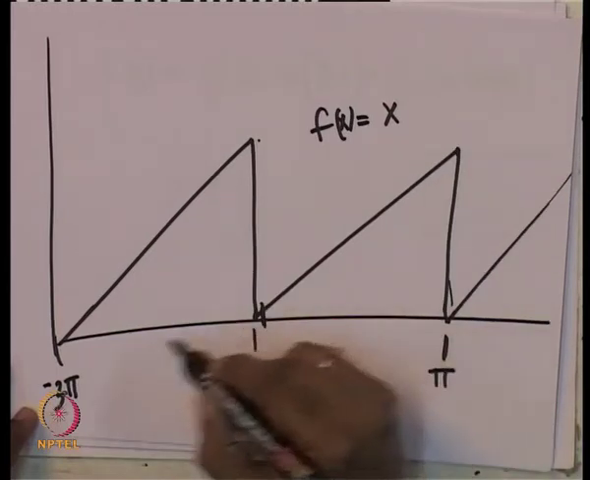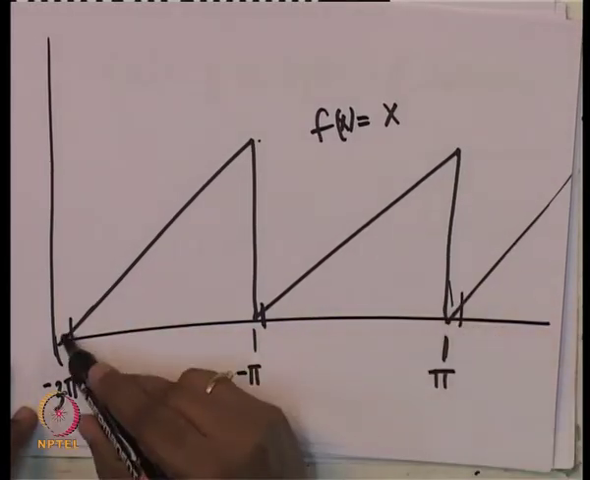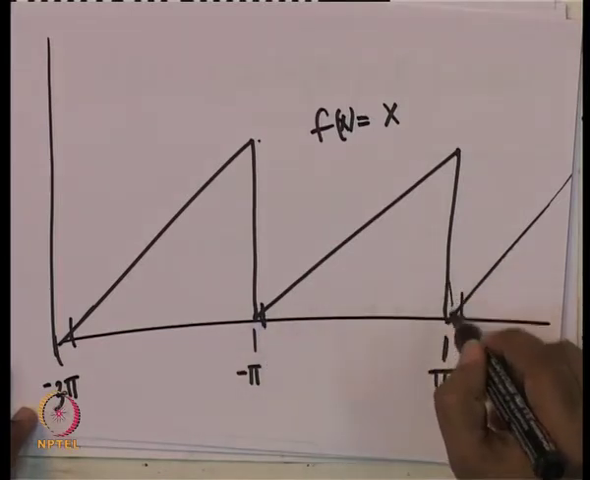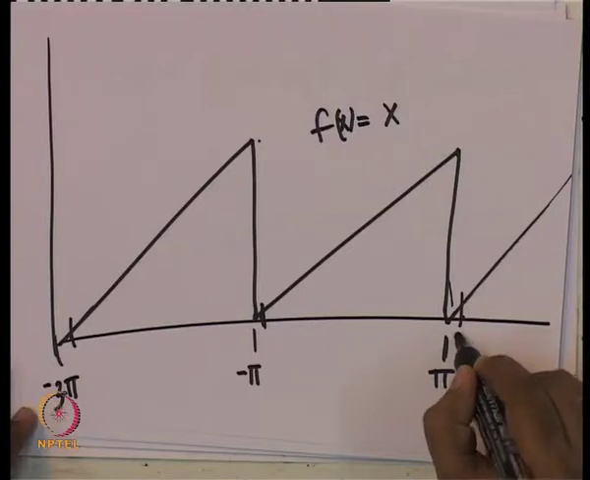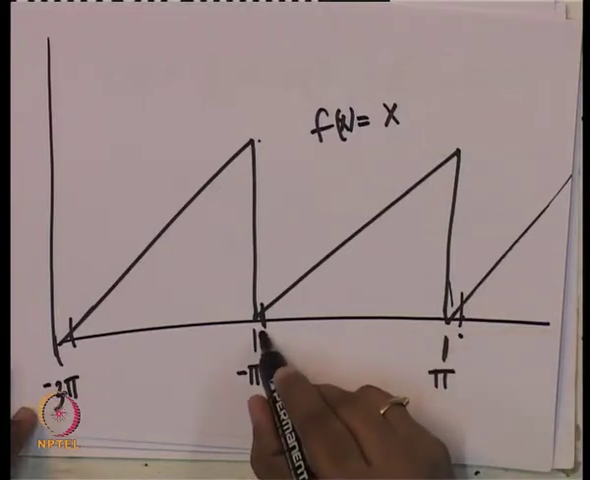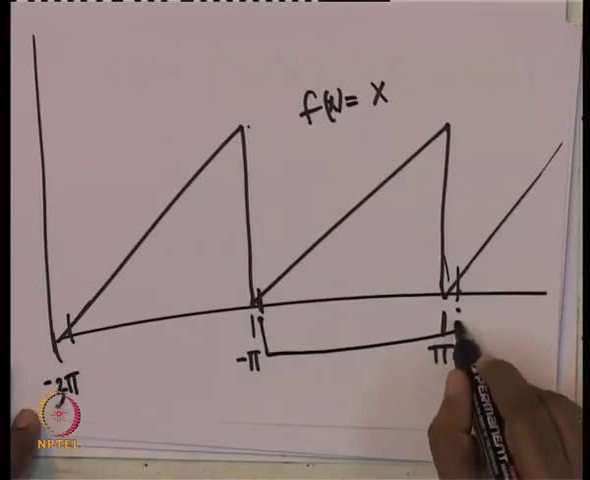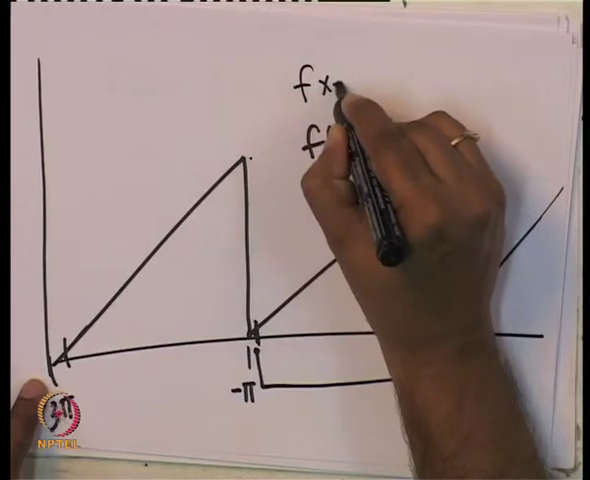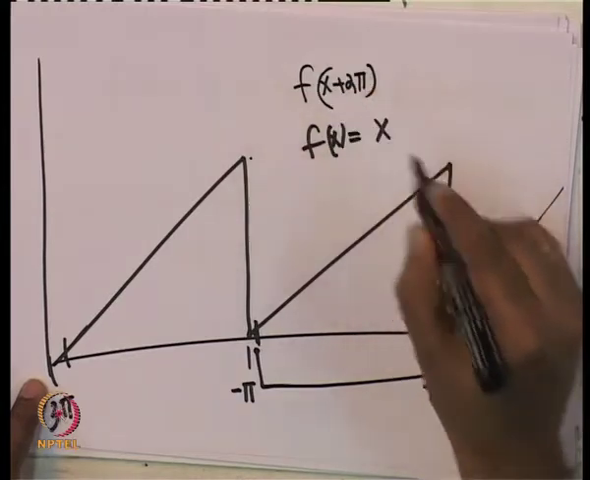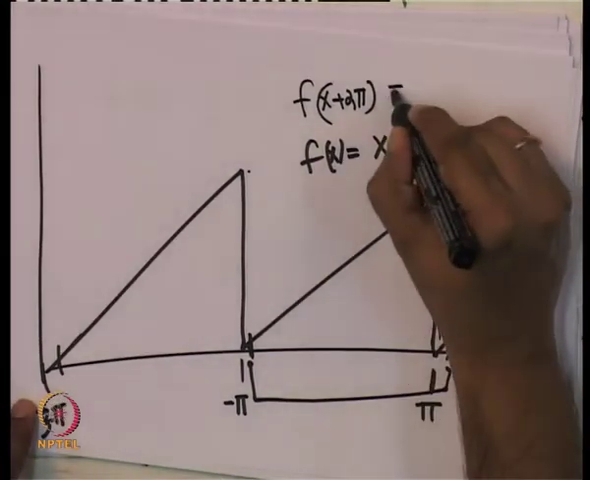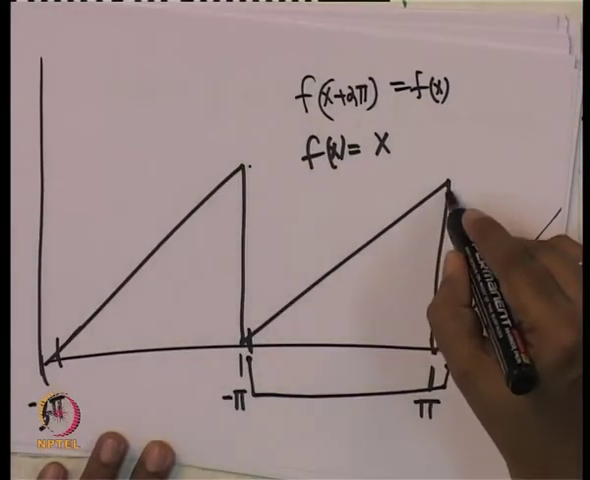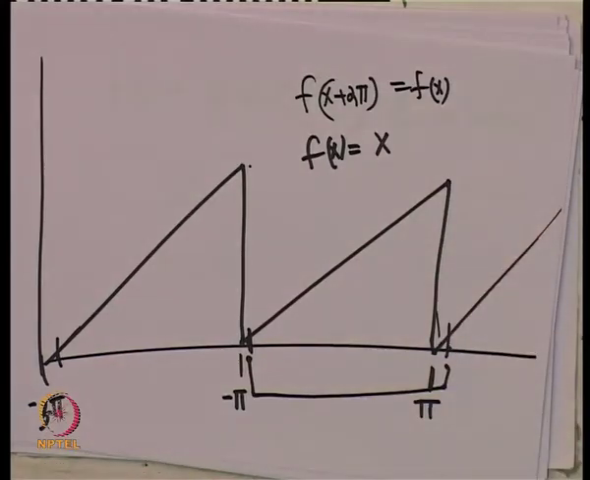But this point and this point are same. So, whatever is here is same as here. So, the difference between these 2 points is 2 pi. So, f of x plus 2 pi, the function is the same as f of x. Here it is f of x, which is a line, and here it is repeating. So, this can be mathematically represented in this particular way.